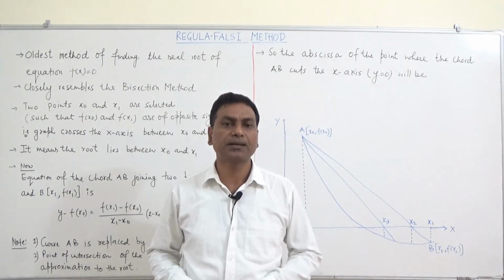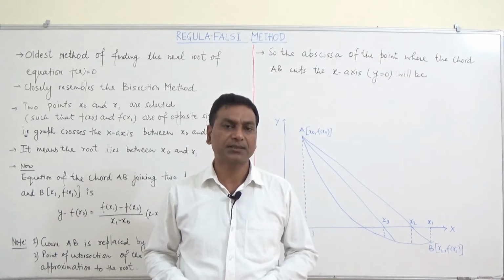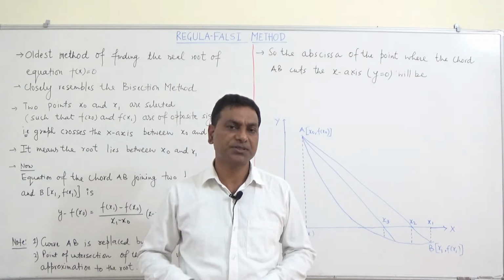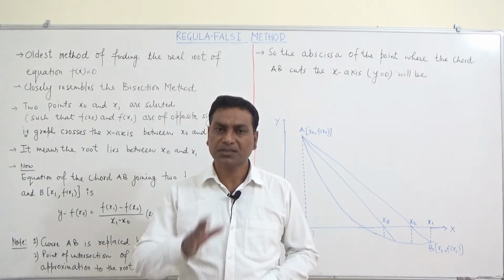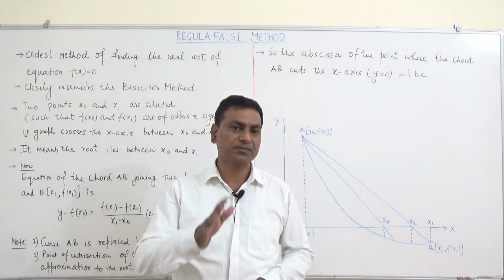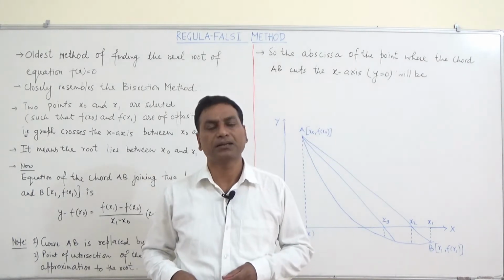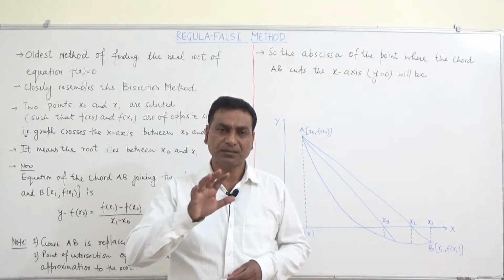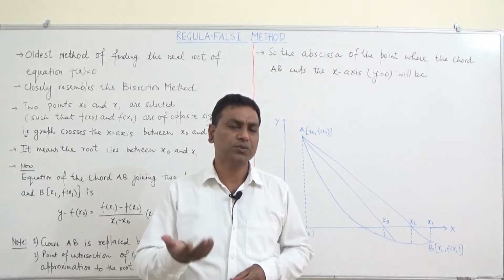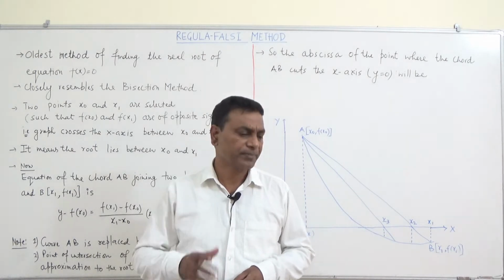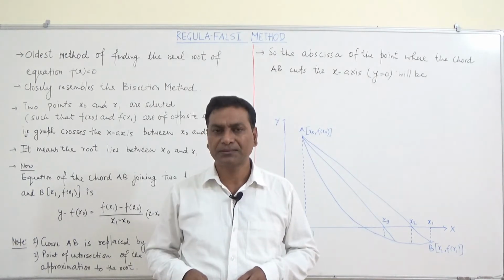We will understand about the Regula-Falsi method. This method is also known as the method of false position, because in this method we start from the chord and we move towards the curve. This method is similar to the method that we discussed in the previous video, that is, the bisection method.